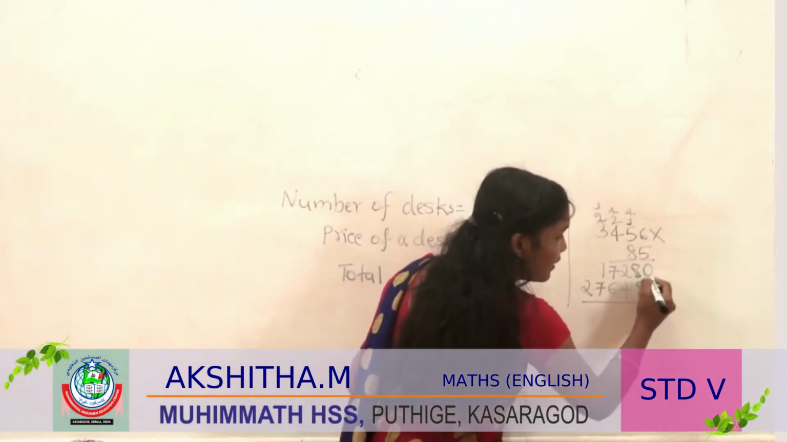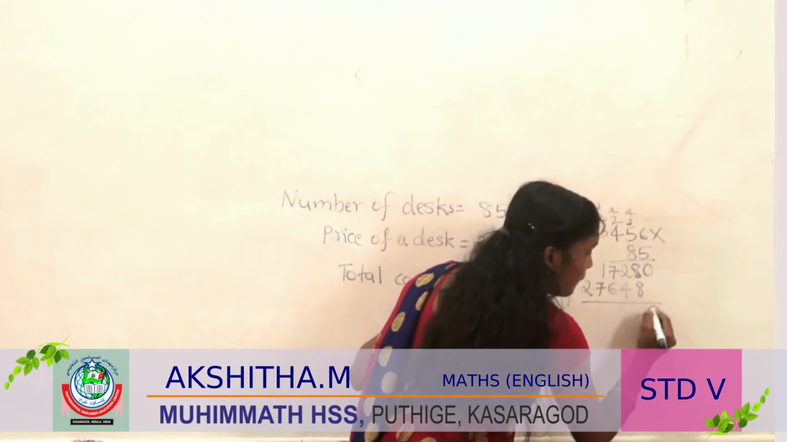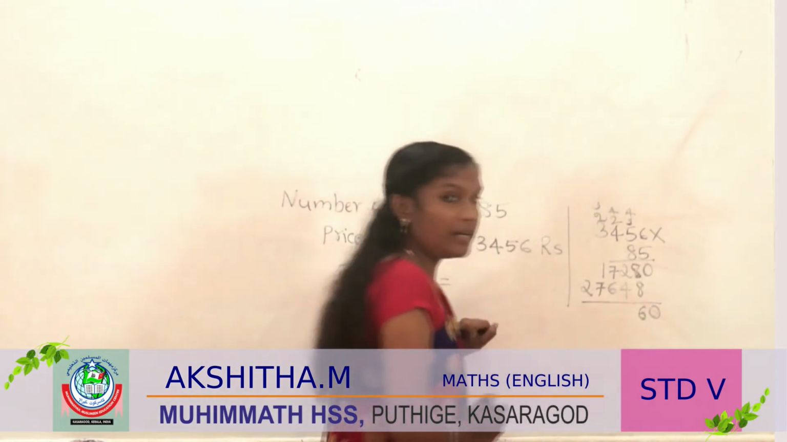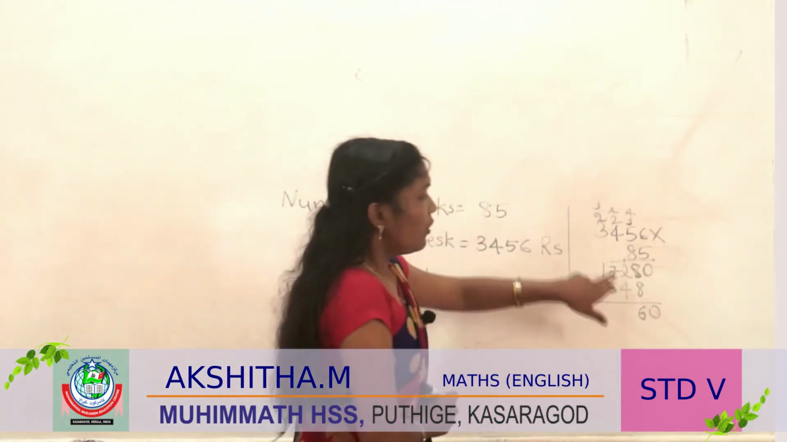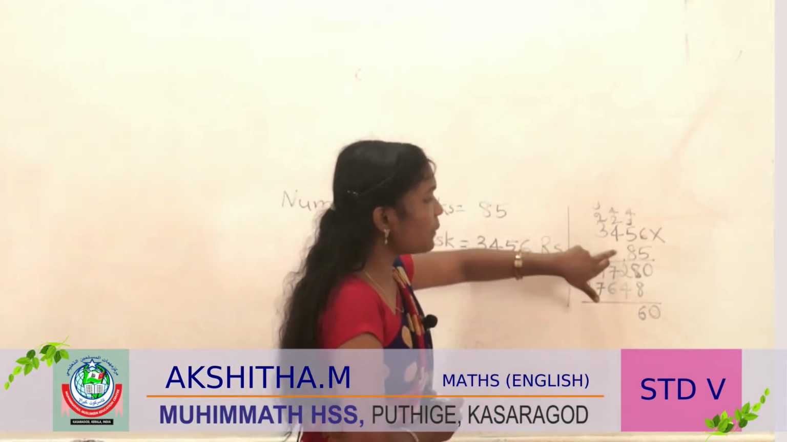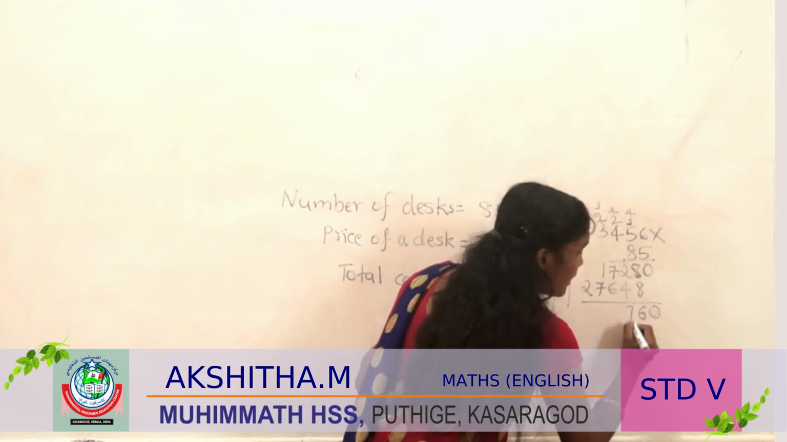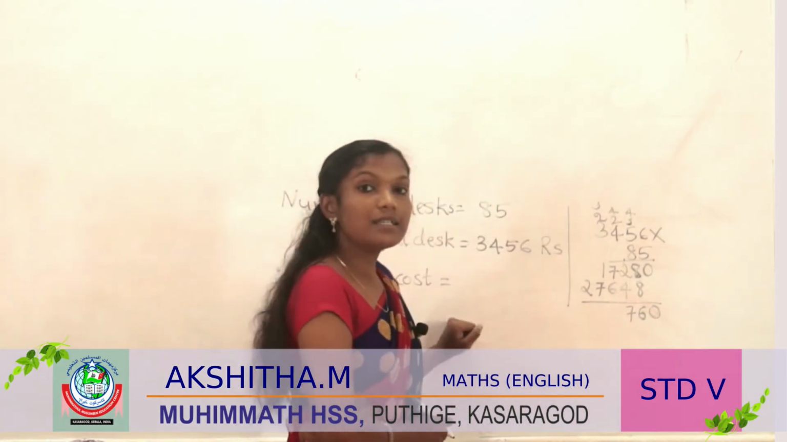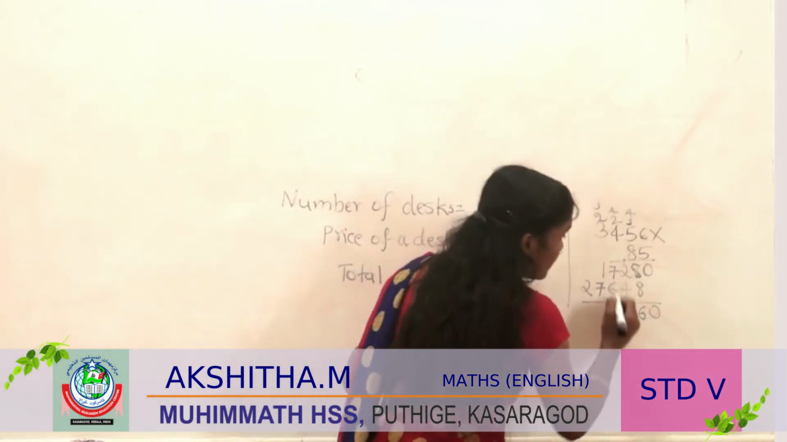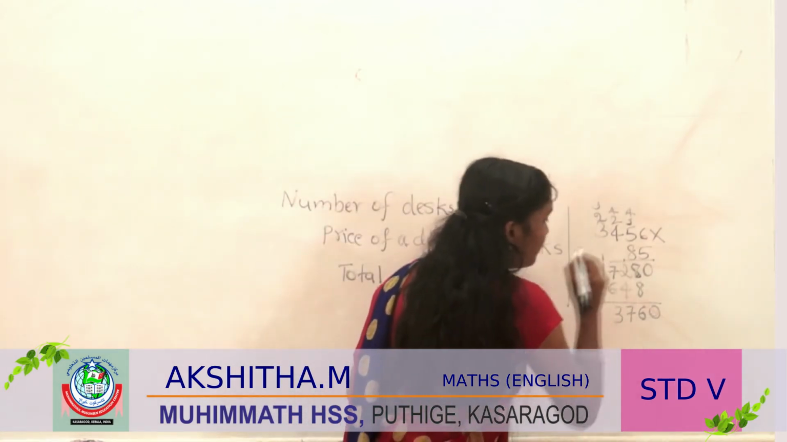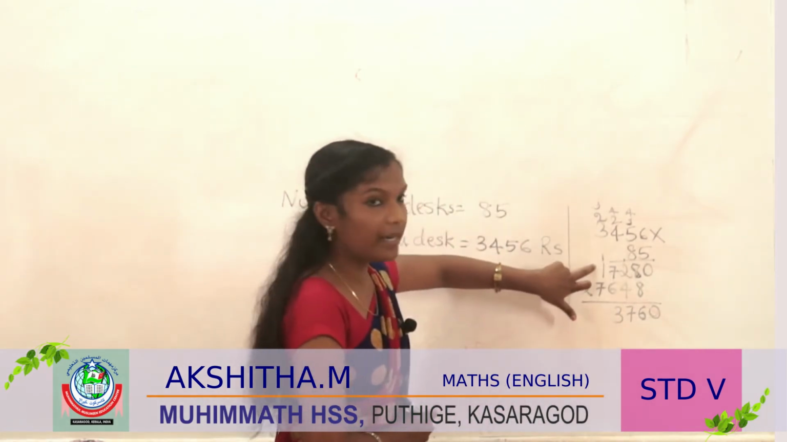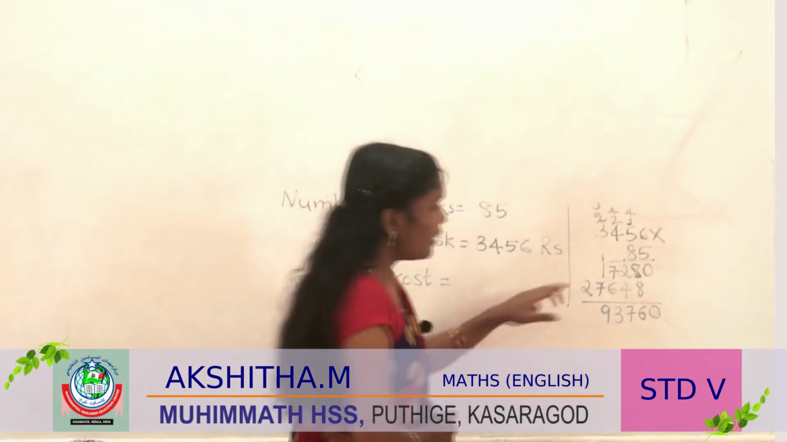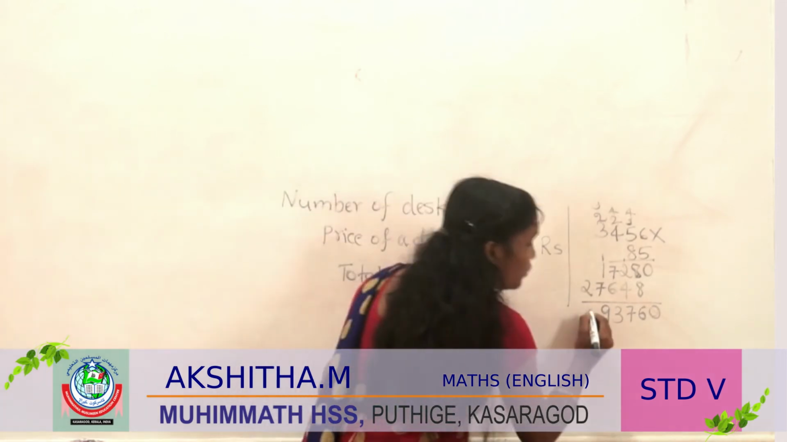So what is the answer? 0 we write here. 8 plus 8 is 16. So 6 we write here, 1 up. 2 plus 4, 6. 6 plus this 1 is 7. Next, 7 plus 6 is 13. So we write 3 here, up 1. 7 plus 1 is 8. 8 plus 1, 9. Here there is no number, so we write this 2 here.